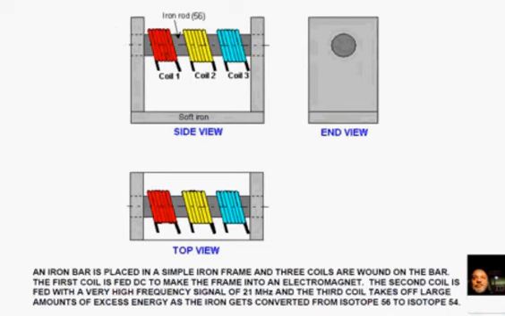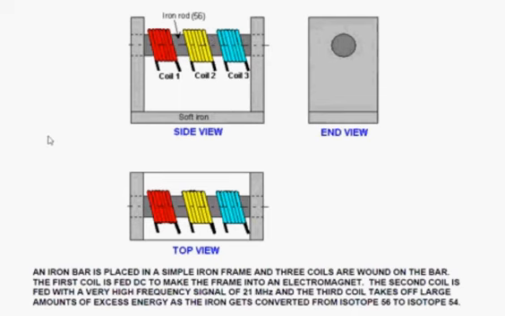You put DC into it, and that turns the entire thing into an electromagnet. Coil number 2 is the hard one. You have to feed coil number 2 with a sine wave at a high frequency. We're talking 21 megahertz. 21 megahertz is not that easy to generate, but if you can generate 21 megahertz, then from coil 3 you can take off large amounts of energy.